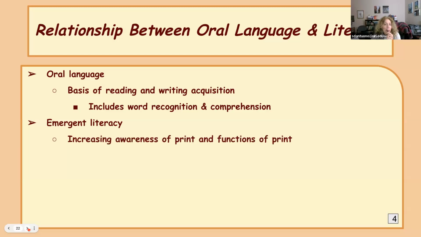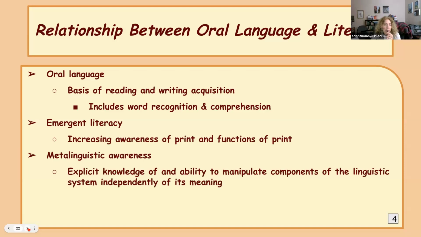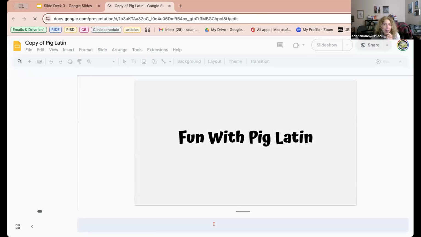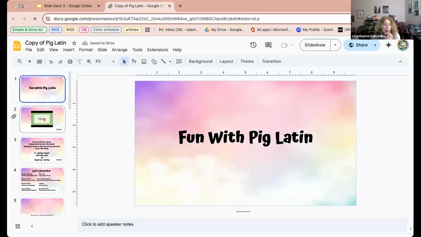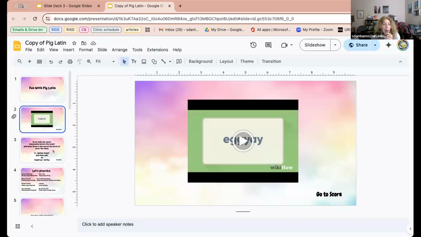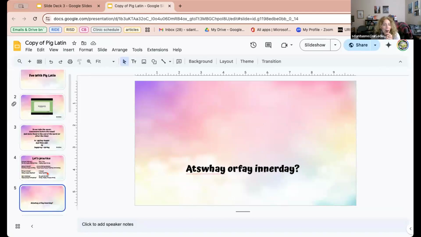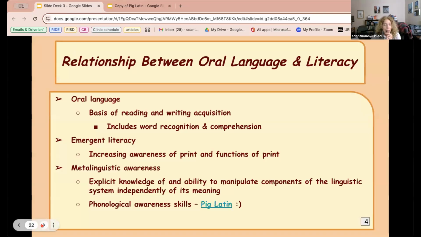So, emergent literacy: increasing awareness of print and functions of print. Metalinguistic awareness is explicit knowledge of and ability to manipulate components of the linguistic system independently of its meaning. So, phonological awareness skills like Pig Latin. I have a link here to a video, I think, Fun with Pig Latin. This was not a video, actually. Well, there's a little video here. I did this in a second grade classroom, and it actually is a real way of letting kids have fun, but then really working on phonological awareness. Okay.